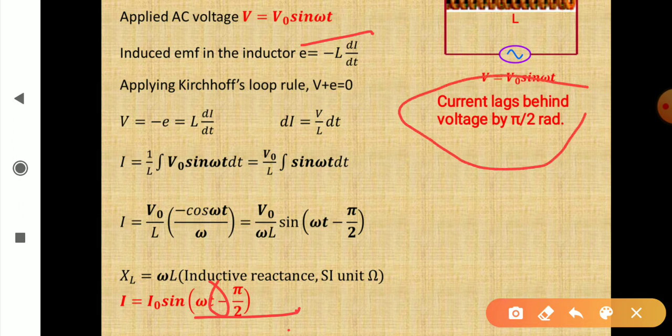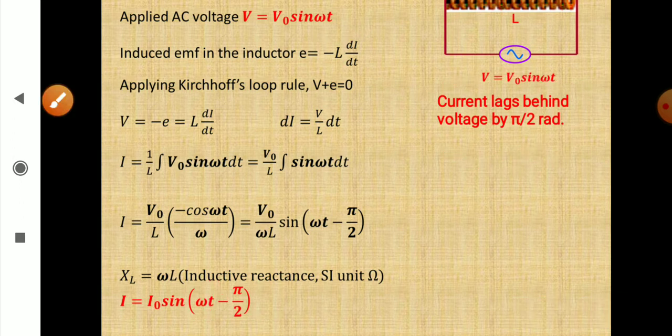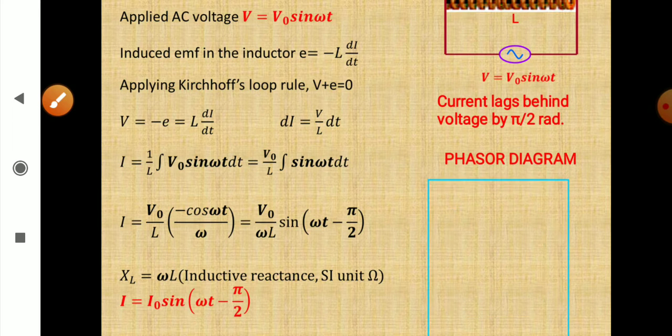The phase difference is pi by 2. We can say that current lags behind voltage by pi by 2 radian, or voltage leads the current by pi by 2 radian. And let us look at the phasor diagram now.